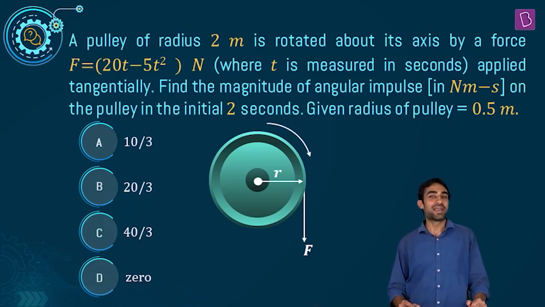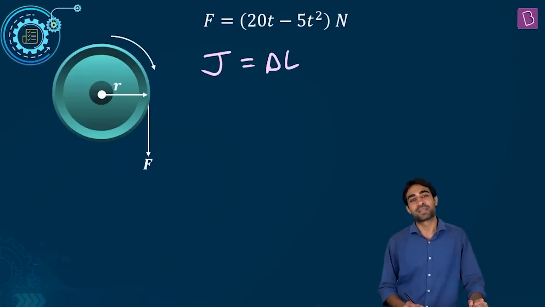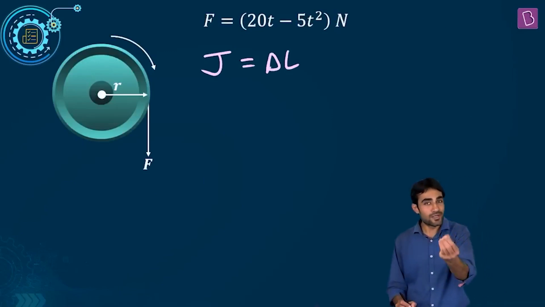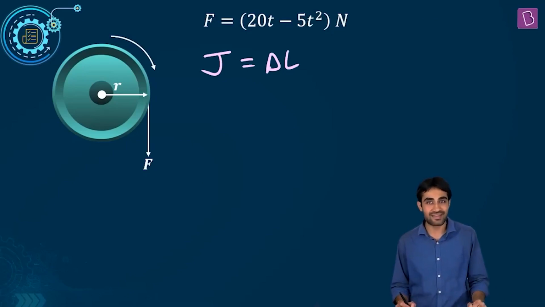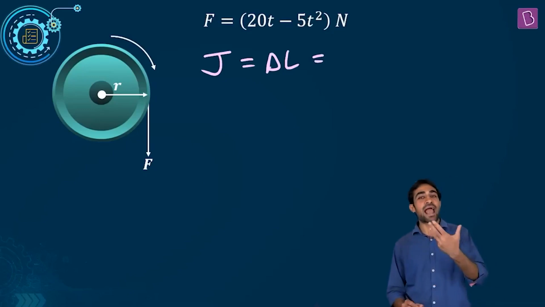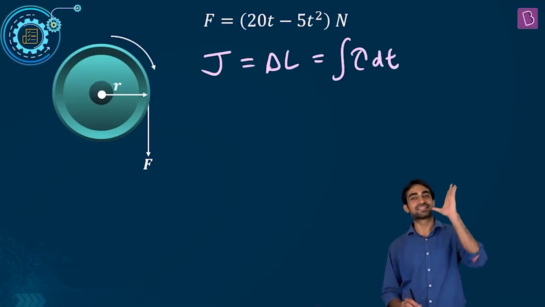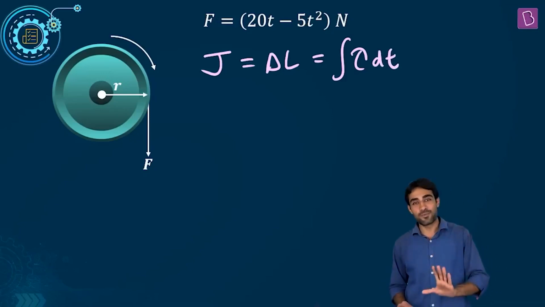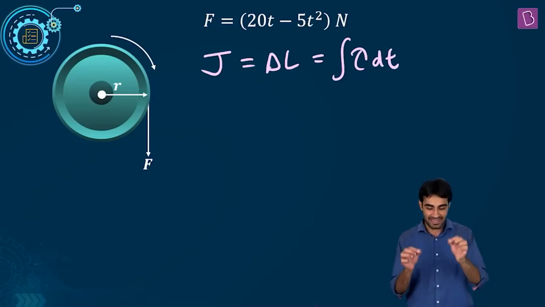Now, how to find this delta L? What is this change in angular momentum? Well, can you see that the moment of inertia of this pulley is constant? Yes, moment of inertia is not changing. Now, when the moment of inertia is not changing, we can say change in angular momentum is given by integration of torque dt. So this is the magnitude of change in angular momentum, which will give us the magnitude of angular impulse. Now, let's put the value of torque and get the answer.